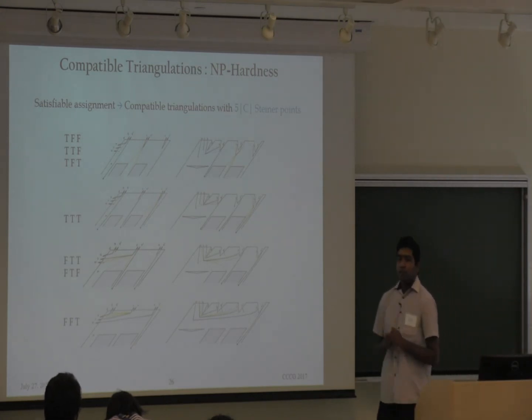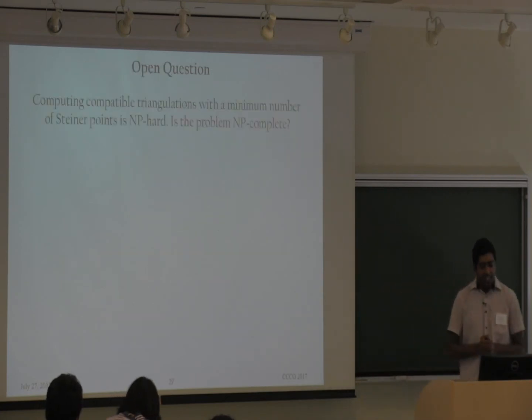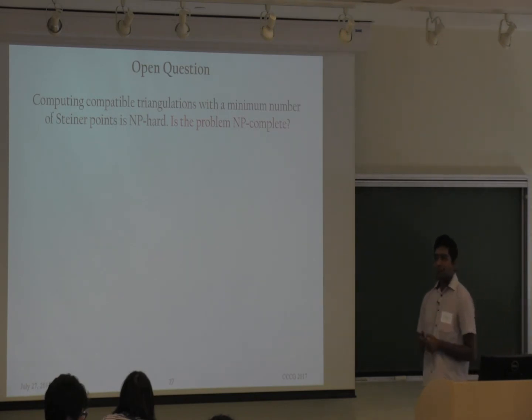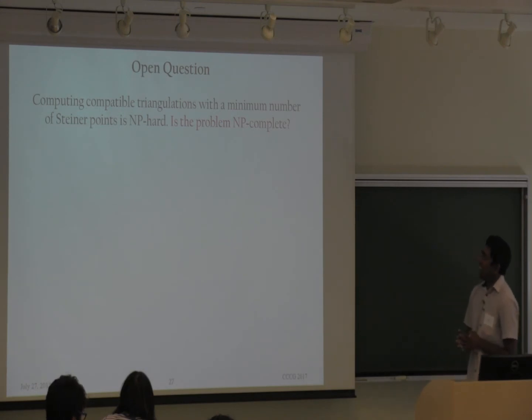Okay, so this roughly tells how we did the hardness reduction, and what I really want to show you are some open questions that are really interesting. The first one is we just know the problem is NP hard. We do not know whether the problem is NP complete. So this is one of those weird problems where we can't tell anything.